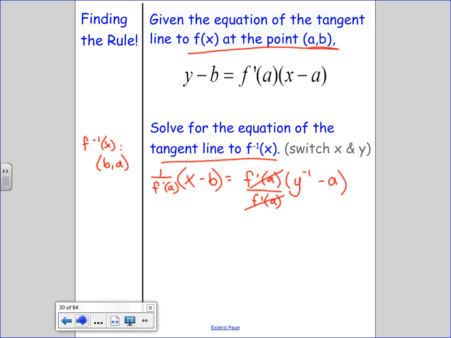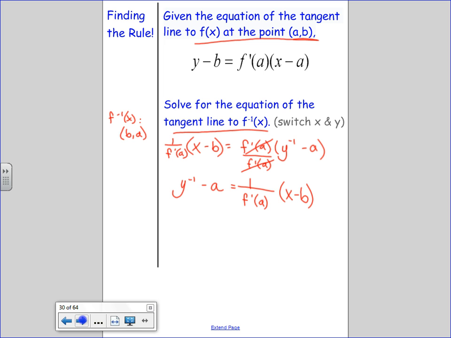So if I rewrote this thinking about the commutative property of equations, I could say y inverse, the y of the inverse, minus a equals 1 over f prime of a times x minus b. Question, who's chilling in the derivative of the inverse's spot? Wait, where does the derivative show up in a tangent line? The slope of a tangent line to a function is the same thing as the derivative of the function at his x. The derivative of the inverse will be the reciprocal of the original slope, but at the original's x, or the inverse's y. That's where it gets hard.